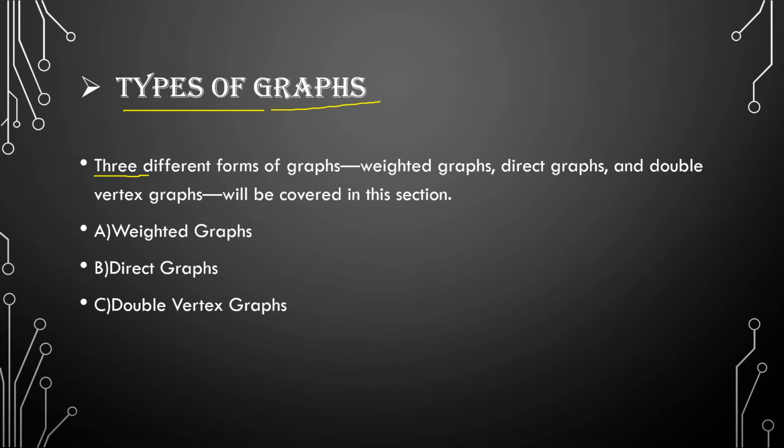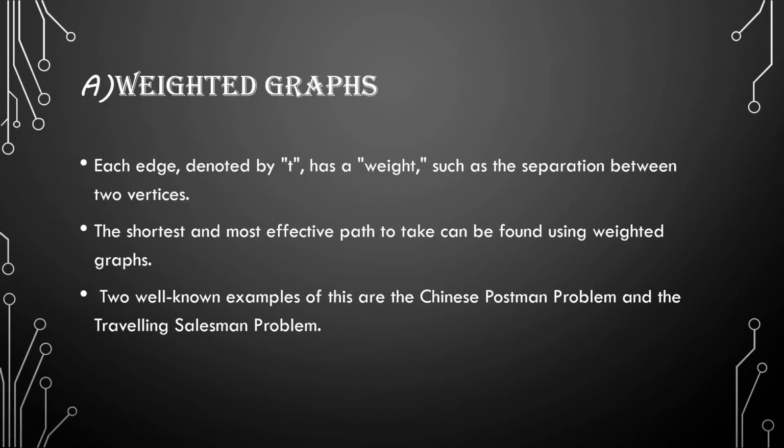There are three different forms of graphs: weighted graphs, directed graphs, and double vertex graphs. Let us move toward the first one, weighted graphs. Each edge is denoted by T and has a weight, such as the separation between the two vertices. The shortest and most effective path to take can be found using weighted graphs. Two well-known examples are the Chinese postman problem and the traveling salesman problem. Our main focus is the Chinese postman problem. We saw one or more examples on the traveling salesman problem, but we saw the algorithm and the full solution of the Chinese postman problem.